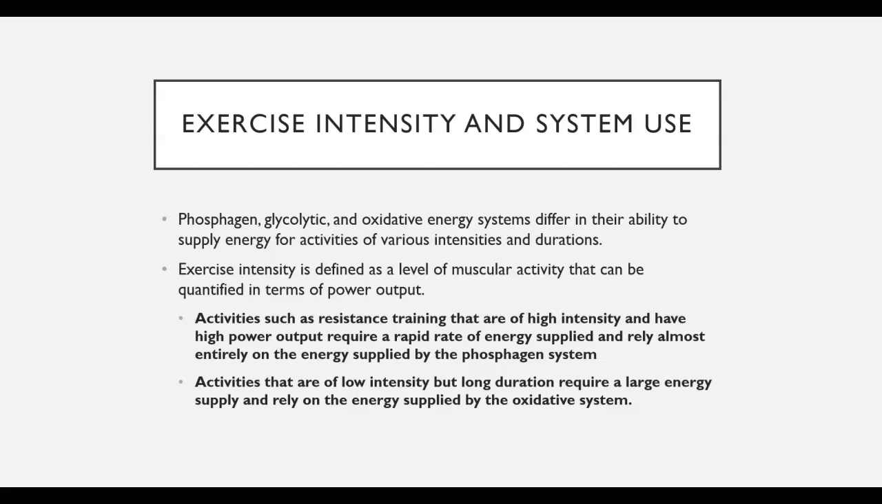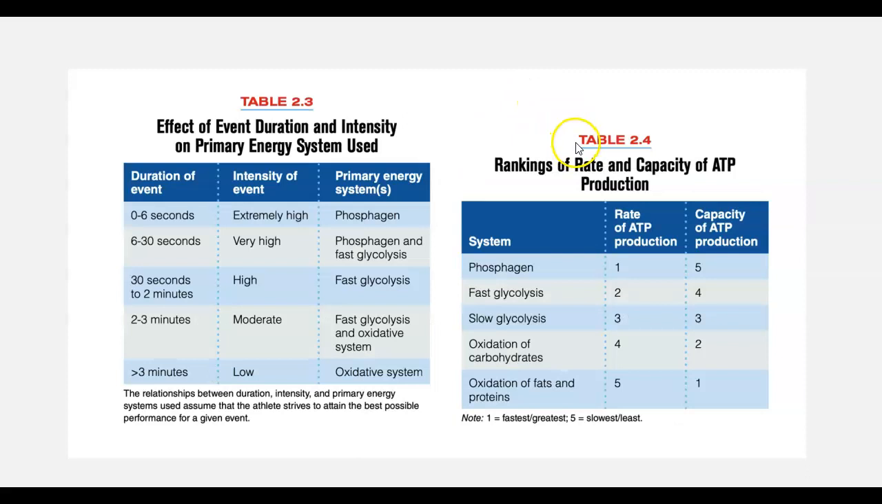So if you're doing a single set of something like a dumbbell press, you're relying on the phosphagen system for that single set, not for the entirety of the routine, but for that single set. Activities that are of low intensity but long duration require a large supply of energy and rely on the energy supplied by the oxidative system. So there's a big difference in terms of specificity for what energy system you're using when you're lifting weights and when you're doing a long jog. This will be something that you should know.